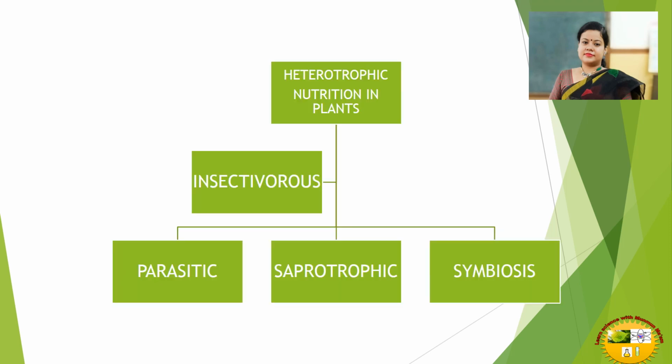In the heterotrophic mode of nutrition in plants, we can get 4 types of heterotrophic nutrition. What are those? Insectivorous, parasitic, saprotrophic and symbiosis.